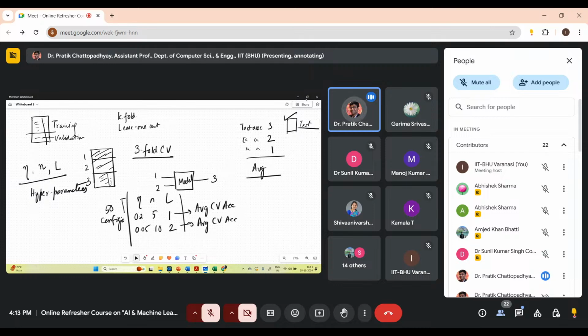So this technique is technically called grid search with cross validation. Grid search means we are searching this grid, and with cross validation we are searching for the configuration that gives the best cross validation accuracy, which is the desired model.